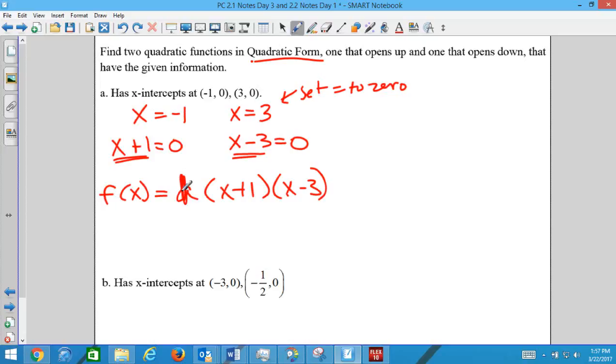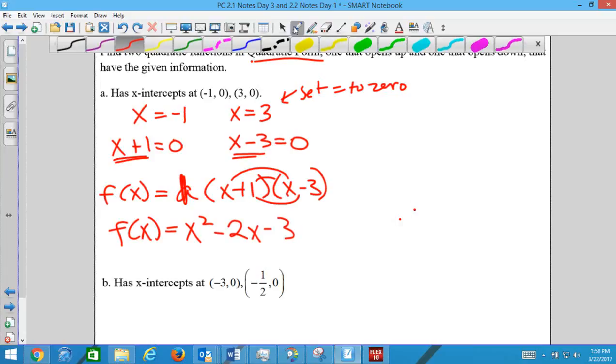And then we have to multiply this out to put it in quadratic form. So how am I going to multiply two binomials? FOIL. So f of x equals x squared. We do our outer and our inner at the same time: minus 3x plus 1x, minus 2x. And then our last, minus 3. So there's our f of x, and it's multiplied by 1, so it doesn't change the value. That's nice. You really can pick any a, but I'm going to pick 1.